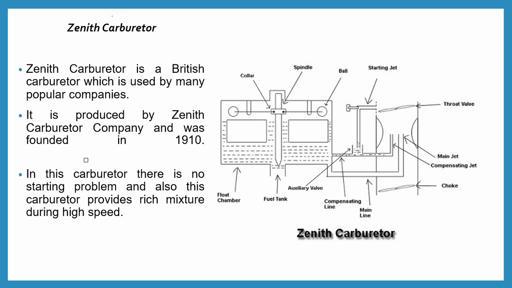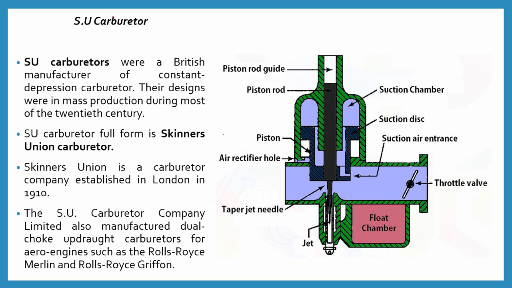Now coming to the next slide, which is the SU carburetor. Basically this is a type of constant vacuum carburetor. The SU carburetor is from a British manufacturer of constant depression or constant vacuum carburetors. Their designs were in mass production during most of the 20th century.